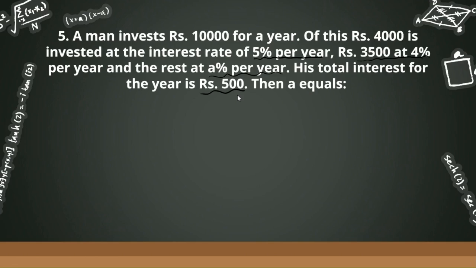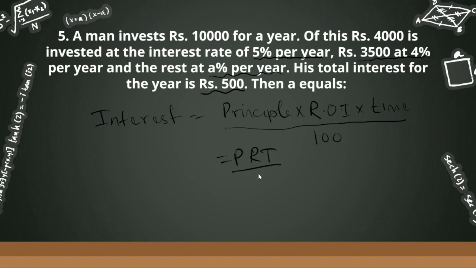So what should we do? The total interest. What's the formula for the interest? Interest equals principal times the rate of interest times time by 100. So we basically remember this as PRT by 100. If we put these values, it's just calculation, a big one.